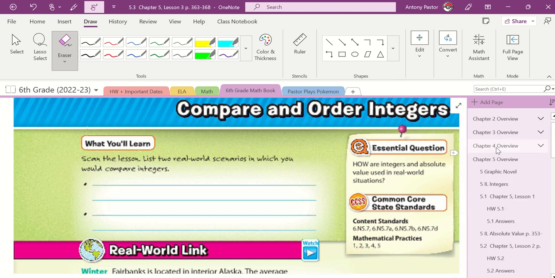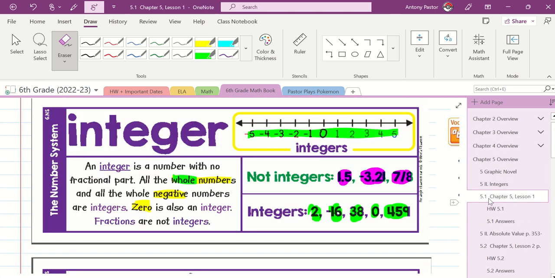Now, as we remember from last time, lesson 1, an integer is a number with no fractional part. All the whole numbers and all whole negative numbers are integers. 0 is also an integer. So integers are all whole numbers, whether they be positive or negative, and 0. An integer cannot have a fractional part, meaning it is not a mixed number, it is not a decimal, and it is not a fraction.